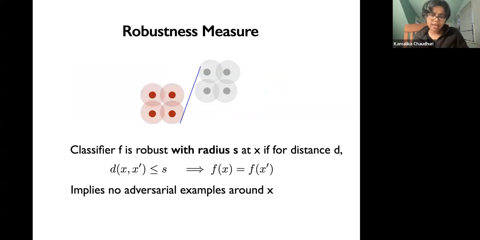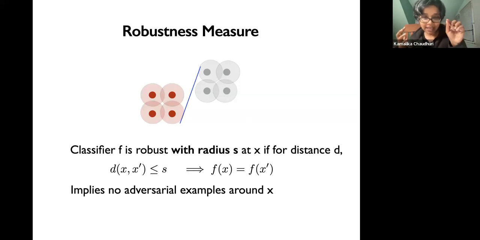Okay, so how do we measure robustness here? When we measure robustness, we will talk about robustness with respect to a metric, right? And typically in these adversarial examples experiments, the metrics that people use are either the L1 or the L infinity metric. So here what is happening is that we say that the classifier f is robust with radius s at a particular point x if, for a distance metric d, the distance between x and x prime less than or equal to s implies that f of x is equal to f of x prime, right?